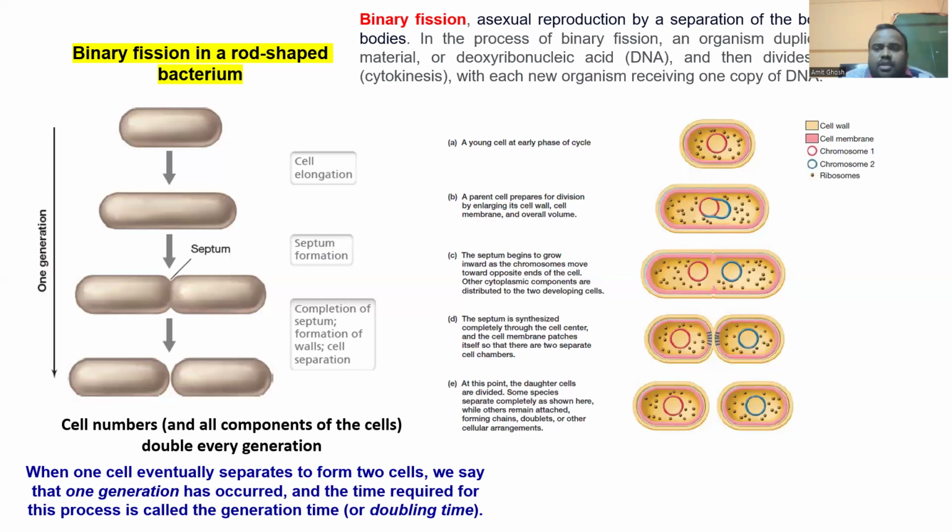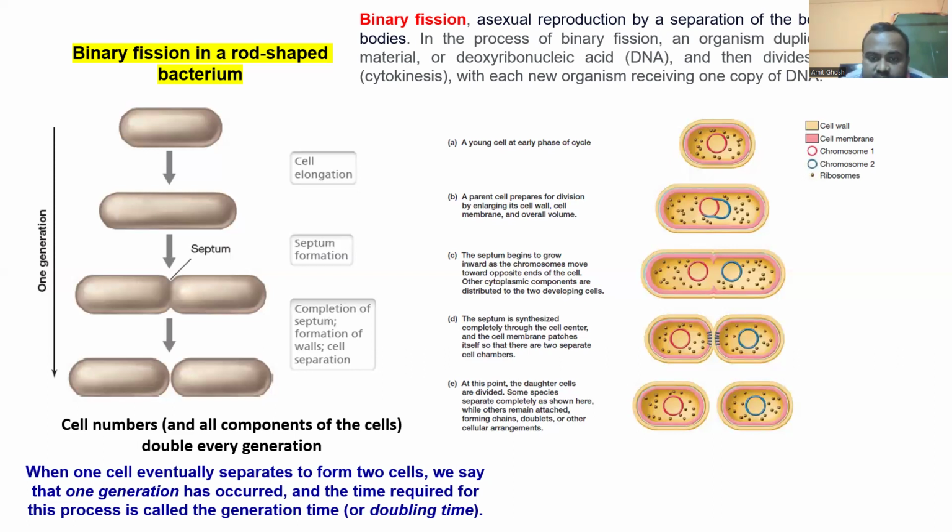As you look at the right side of the slide, we will find the details about how this separation actually occurs. The first step, we can say, is the young cells at an early phase of the cycle. After that, a parent cell prepares for division by enlarging its cell wall, cell membrane, and overall volume. Next, the septum begins to grow inward, and the chromosome moves towards the opposite end of the cell, and other cytoplasmic components are distributed to the developing cells.